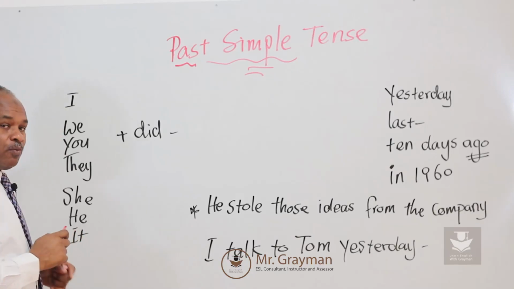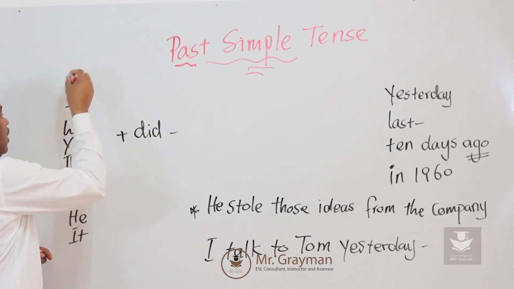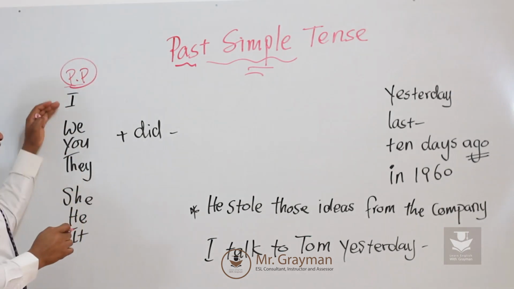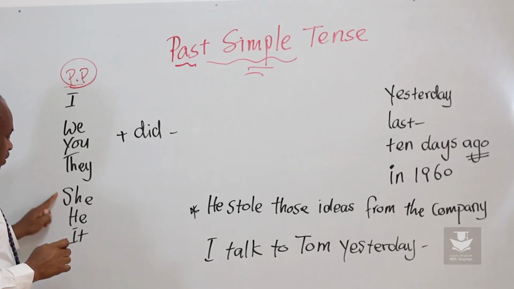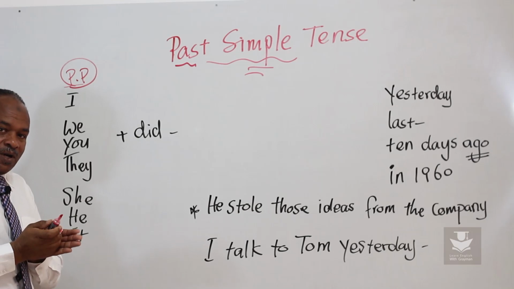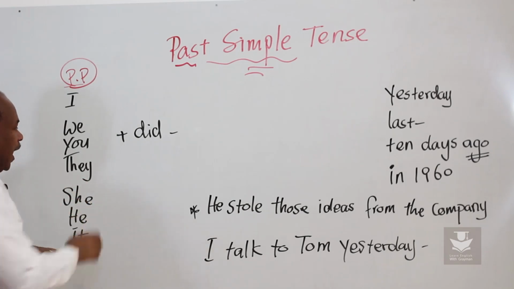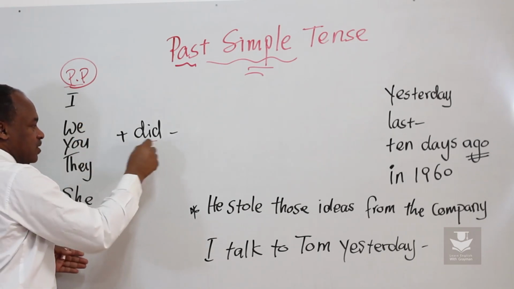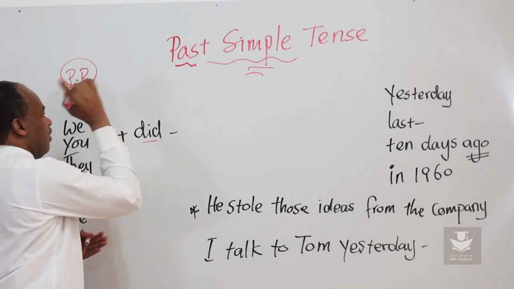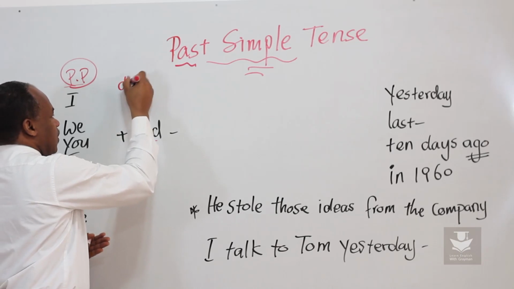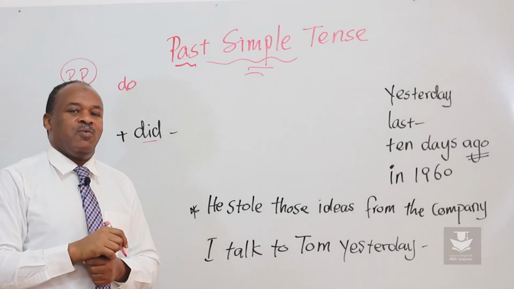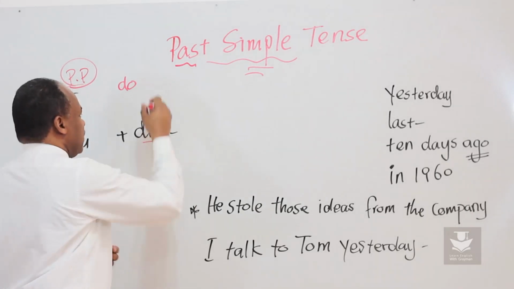These are very important. These are the personal pronouns: I, we, you, they, she, he, and it. How to construct a sentence in the past: any of these plus did. So what is did? Let's look at this verb, do. What is the past of do? Tell me. Okay, the past of do is did.